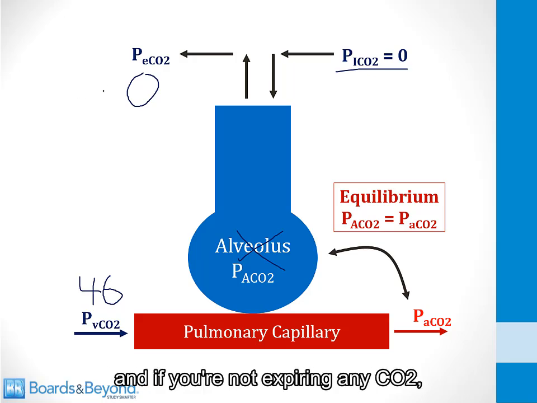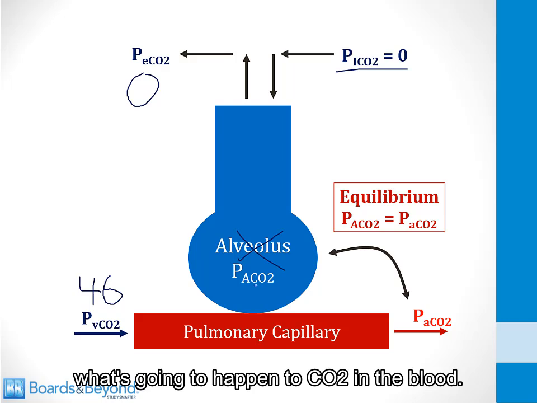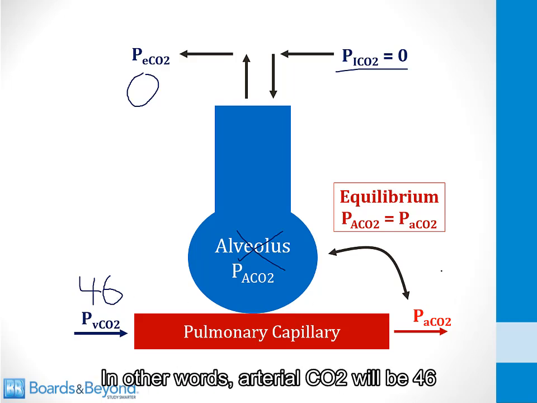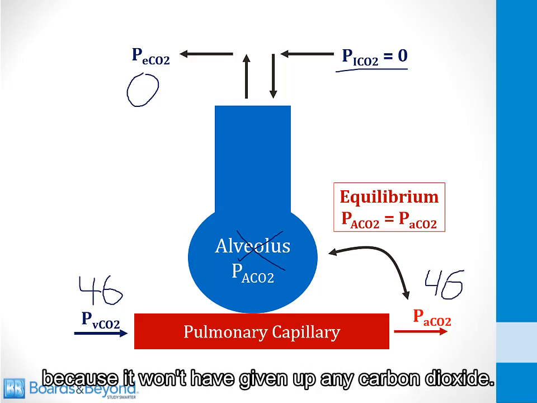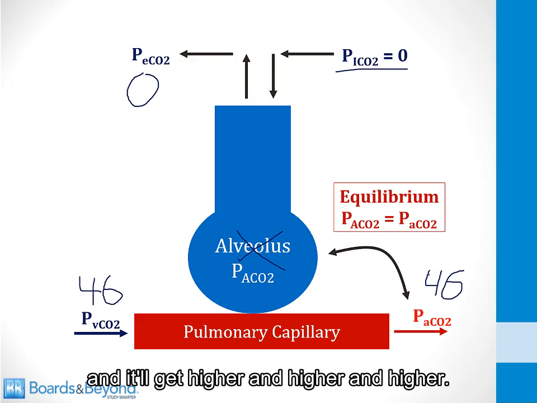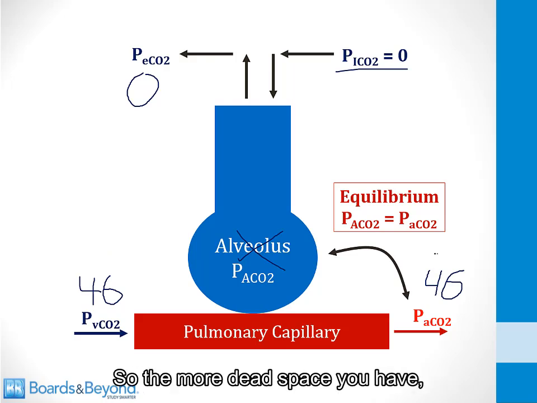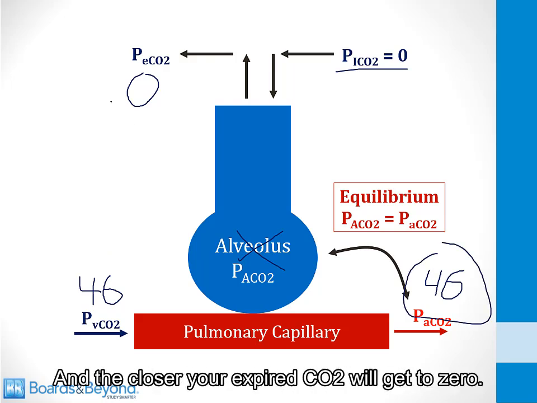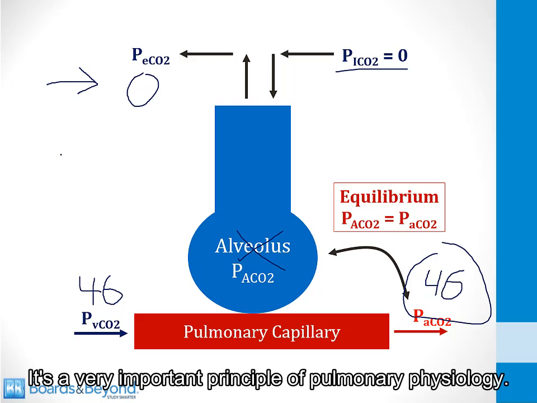And if you're not expiring any CO2, what's going to happen to CO2 in the blood? It's going to build up. In other words, our arterial CO2 will be 46 because it won't have given up any carbon dioxide, and then it'll go around again and it'll get higher and higher and higher. So the more dead space you have, the higher your CO2 will get, and the closer your expired CO2 will get to 0. It's a very important principle of pulmonary physiology.